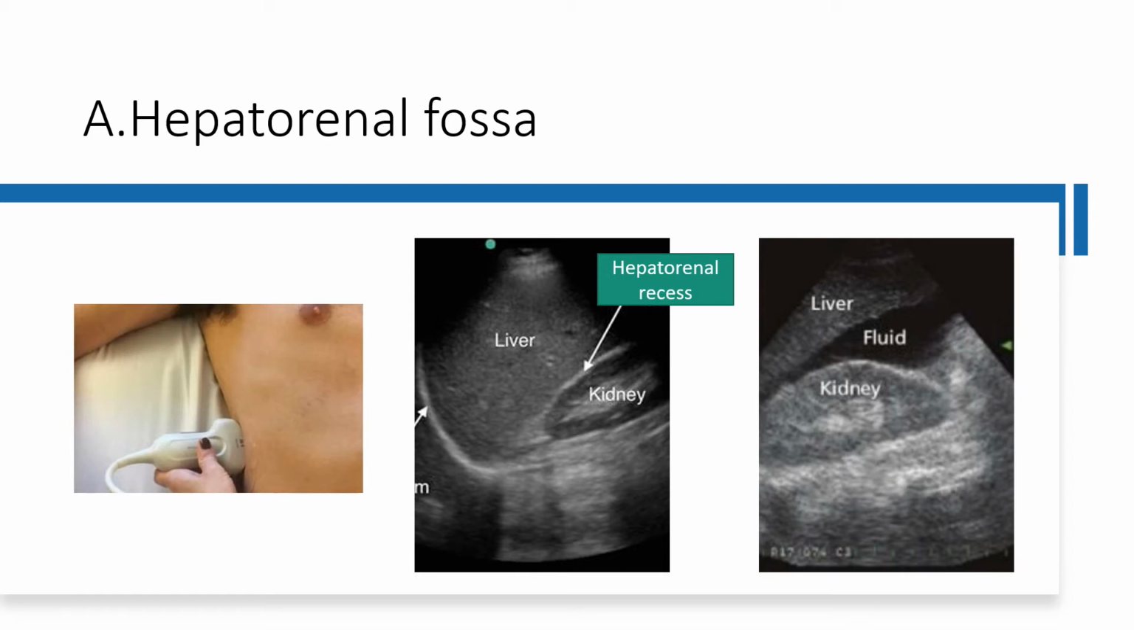The second picture is the abnormal view, where you can see fluid in between the liver and the kidney, which is fluid in the hepatorenal fossa, or you can call it Morrison pouch. The fluid has a black hypoechoic or anechoic appearance. We call it hypo- or anechoic appearance.